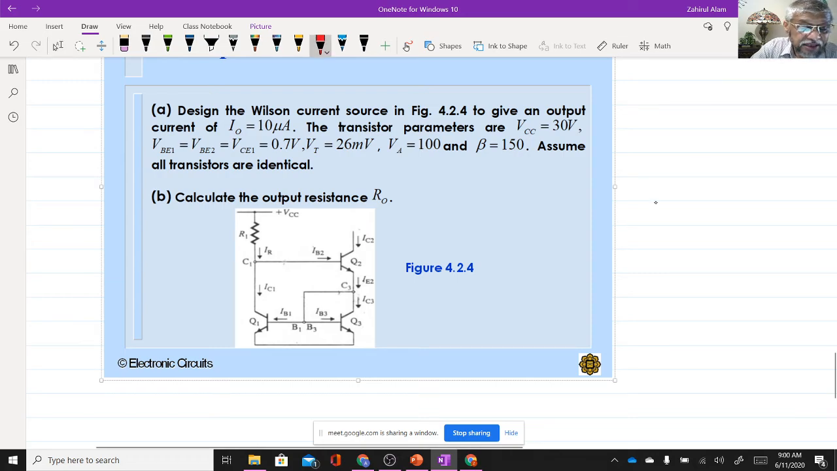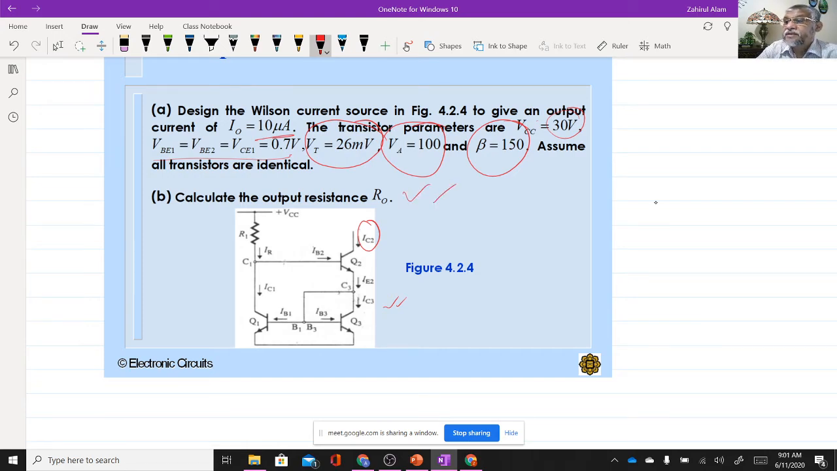It says design the Wilson current source of this figure to give an output current of 10 microampere. The transistor parameters are given, VA is 30 volt, and all the VBE voltages are given, and VT is given, beta is given. Also you are asked to calculate the output resistance. Then how can we derive this one?